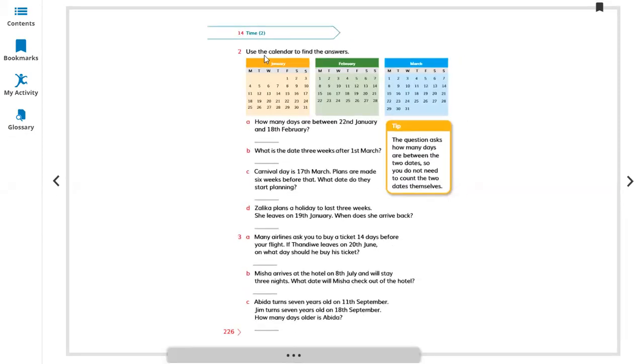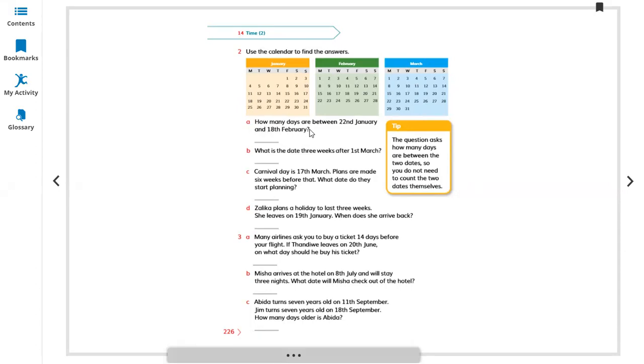Question number two. Use the calendar to find the answer. We have a 3 months calendar here. In January, we have 31 days. In February, we have 28 days. In March, we have 31 days. In January, 31 days, and you can see the day names Monday, Tuesday, Wednesday, Thursday, Friday, Saturday, Sunday, and so on. So question number one.